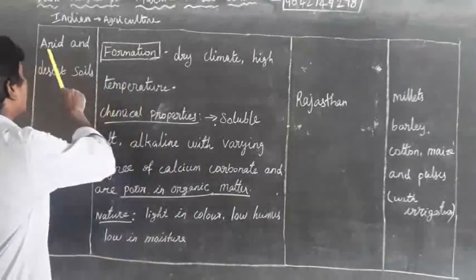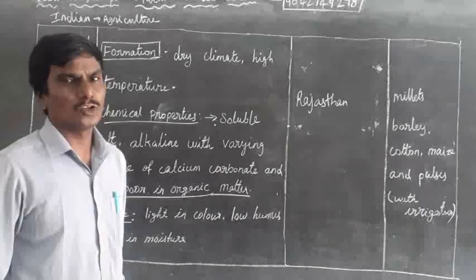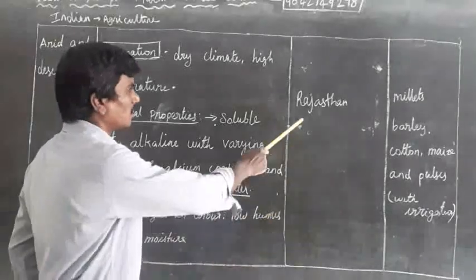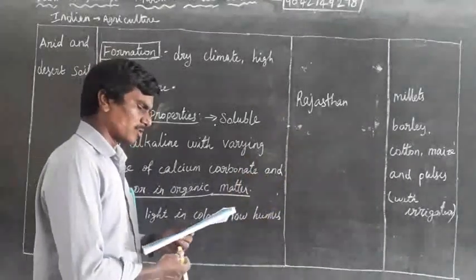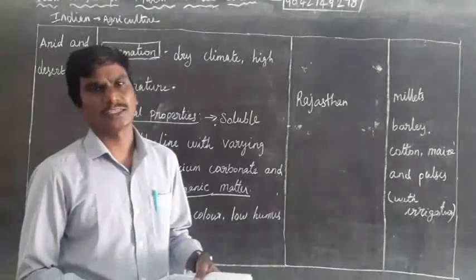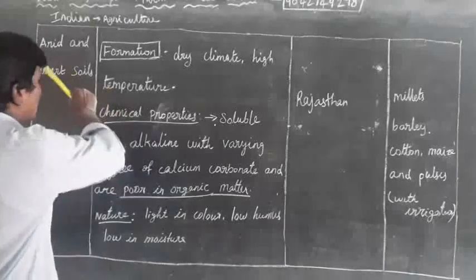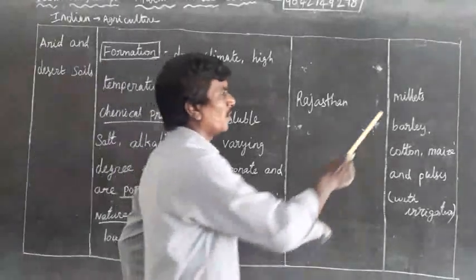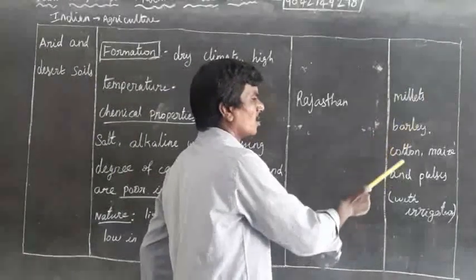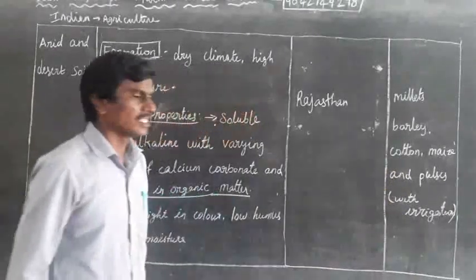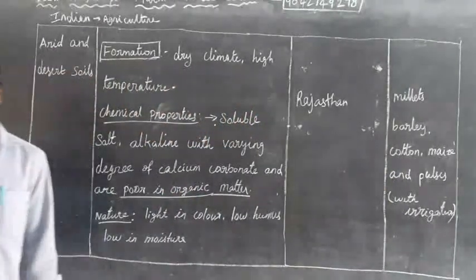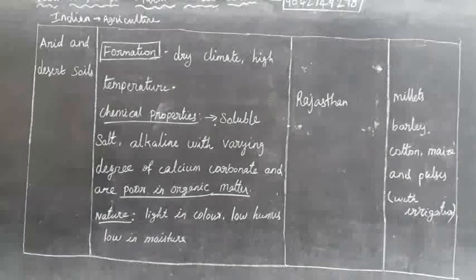The arid soils, or desert soils, are also found in these Rajasthan regions, North Gujarat and southern Punjab. The desert soils are used for growing millets, barley, cotton, maize and pulses with irrigation facilities.